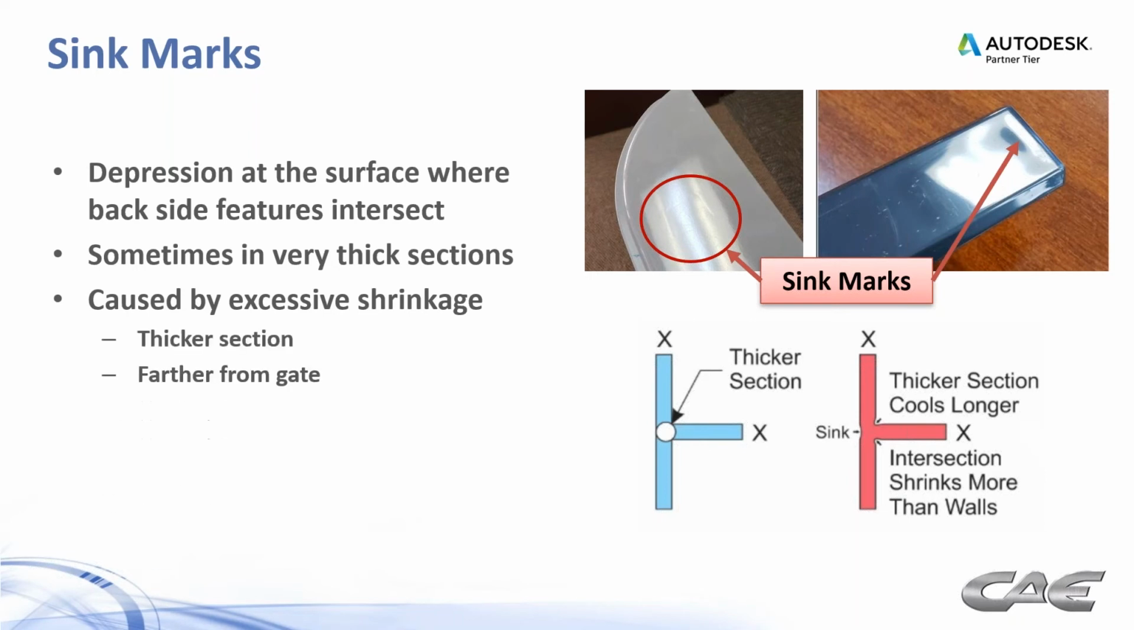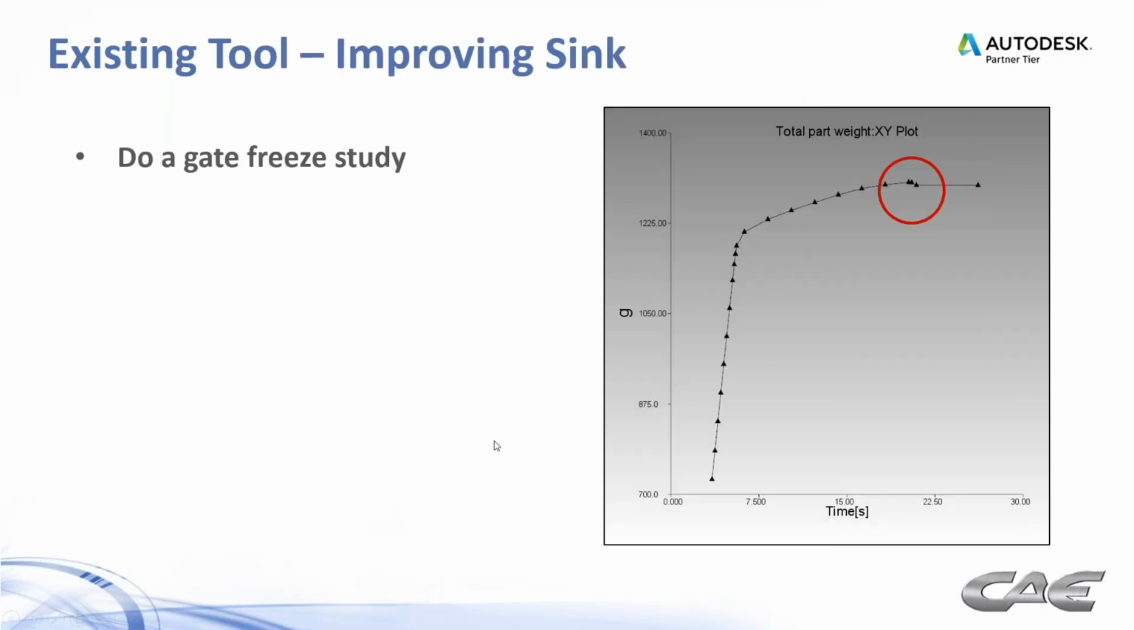Usually in thicker sections, farther from the gate, forming at higher temperatures perhaps, so cooling can play a role in that as well. Higher strength materials, of course, are more susceptible to this phenomenon as well. And then, like I said here, beware of the corners. So on an existing tool, improving sink, you're kind of at the mercy of the design at this point.